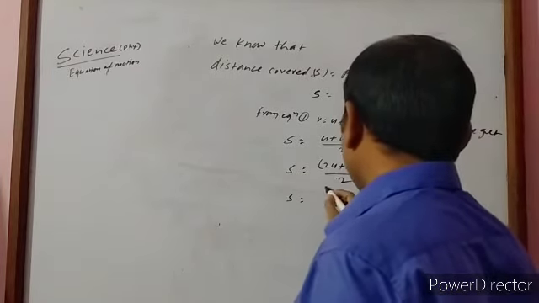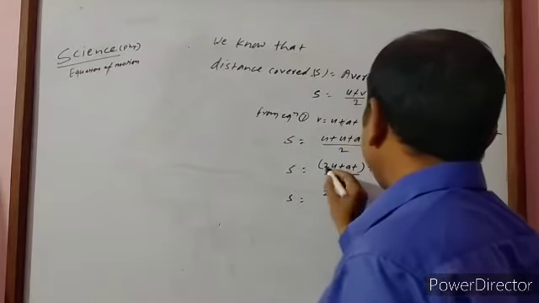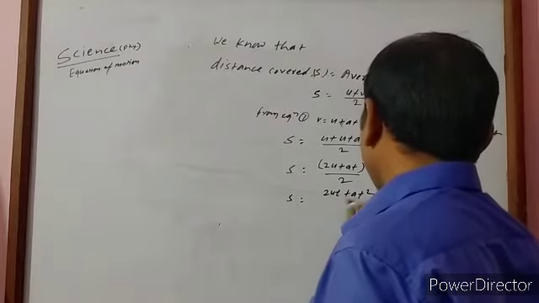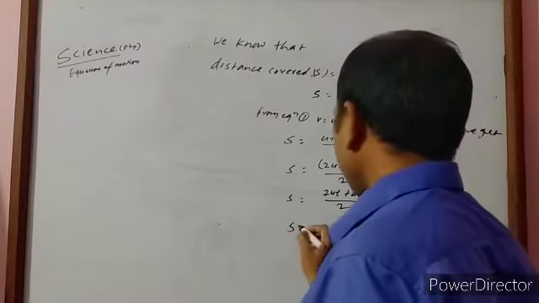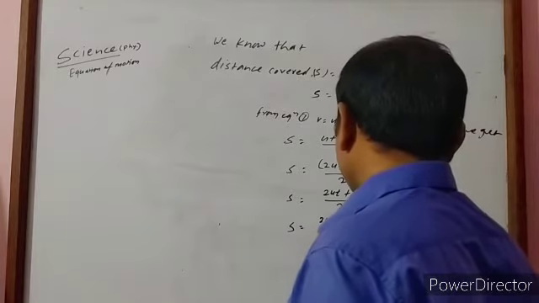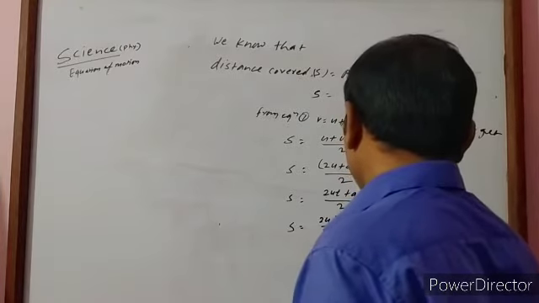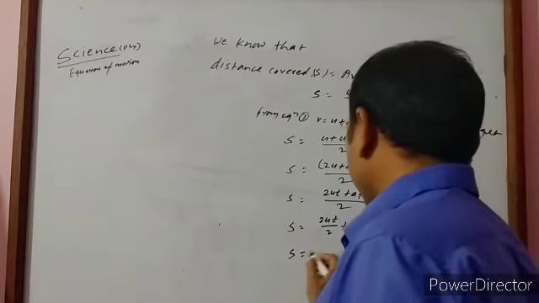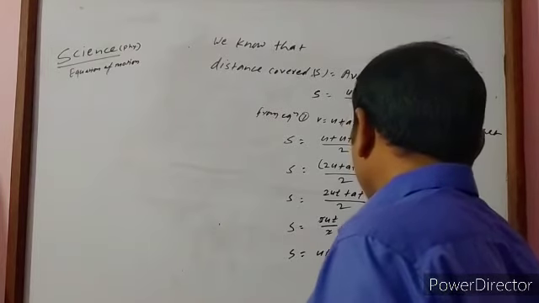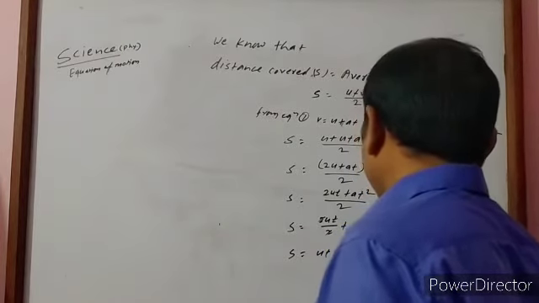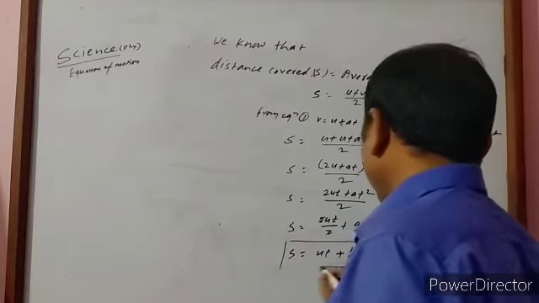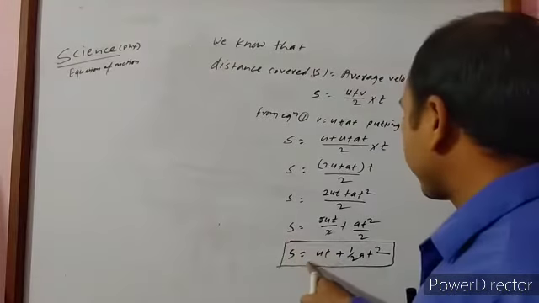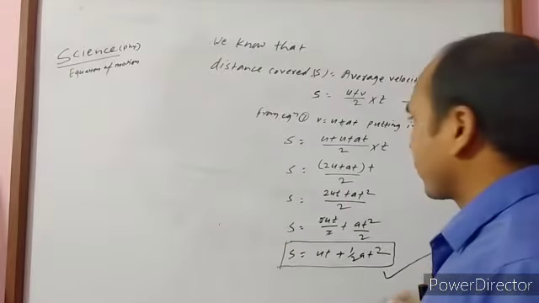After that, when you multiply by t in both terms, then at square by 2. s is equal to 2ut by 2 plus at square by 2. s is equal to ut plus half at square. Okay, and this becomes the distance covered, s is equal to ut plus half at square.